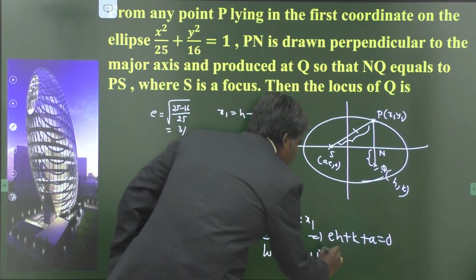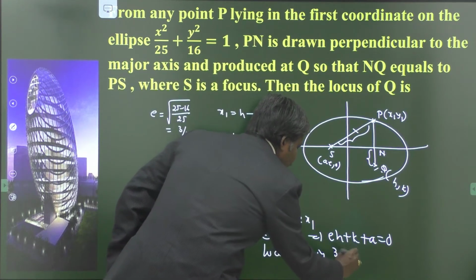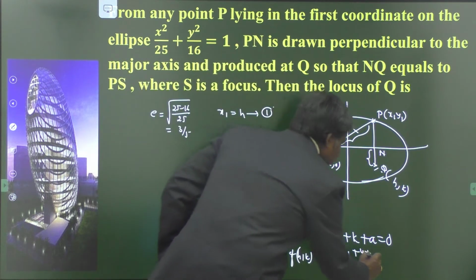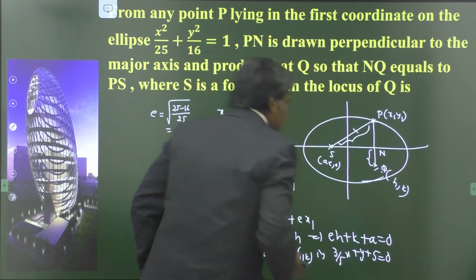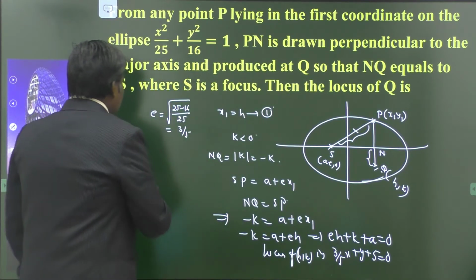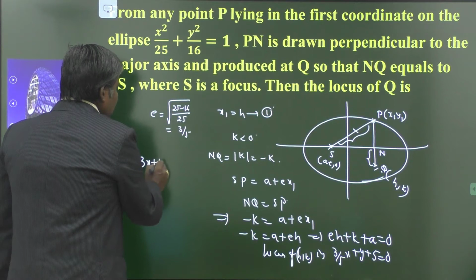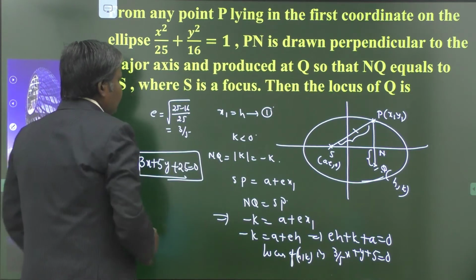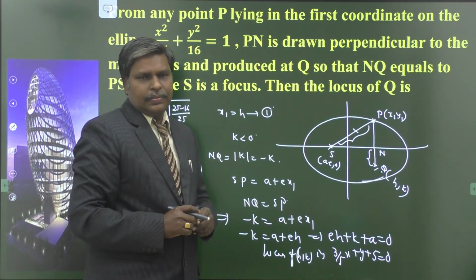e is what? 3 by 5. 3 by 5 times x plus y plus a. What is your a? 5. That is 0. So your answer is 3x plus 5y plus 25 equal to 0. This is your required equation of the locus.